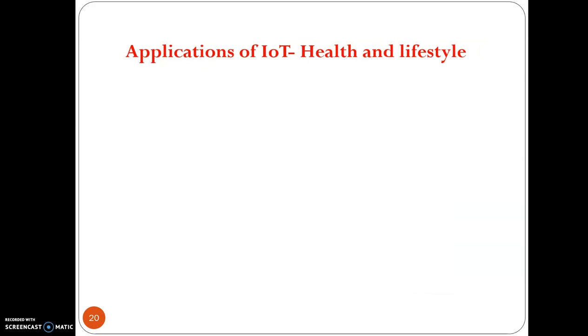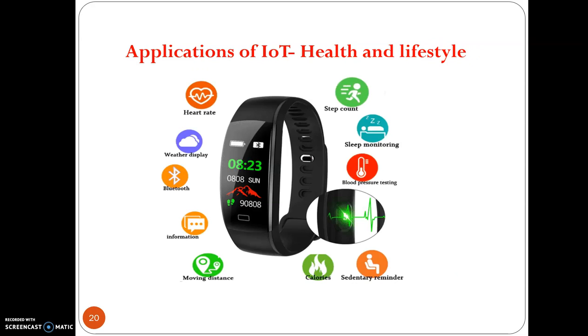The next application of IoT is in health and lifestyle. IoT has applications such as health and fitness monitoring systems. Those are nothing but wearable electronic devices. I have shown the picture of a wearable watch, which will be used for monitoring health, heart rate, and blood pressure. Also, it will tell me the number of steps counted in the day. So that's how I'm going to use this particular device for monitoring my health condition.